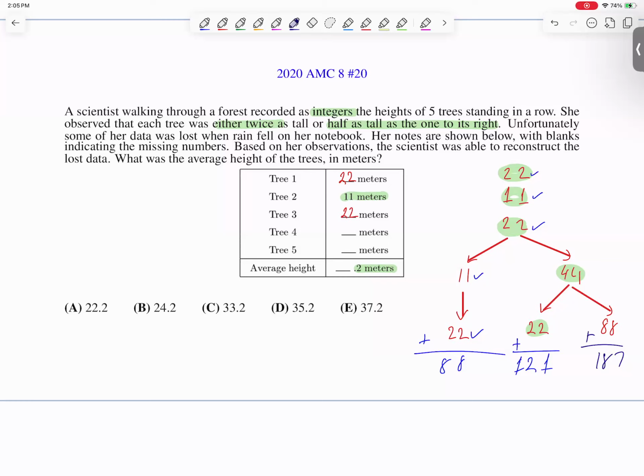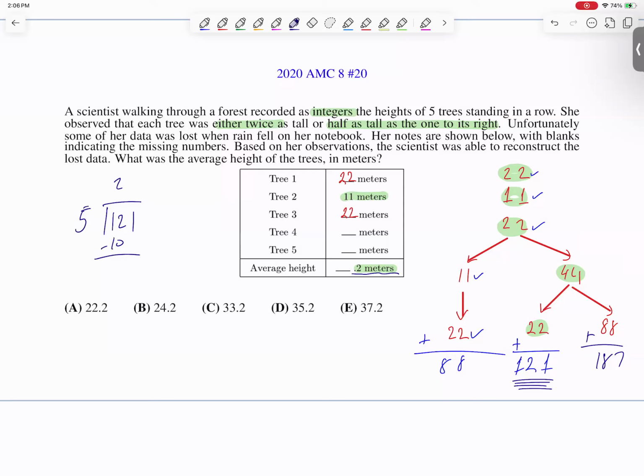Since the average height ends in 0.2 meters, we have to divide the sum by 5, and the remainder has to be 1 when we divide by 5, because 1/5 is 0.2. And here 121, when we divide by 5, gives us remainder 1. So the sum of the heights must be equal to 121. If we divide by 5, we get the average.